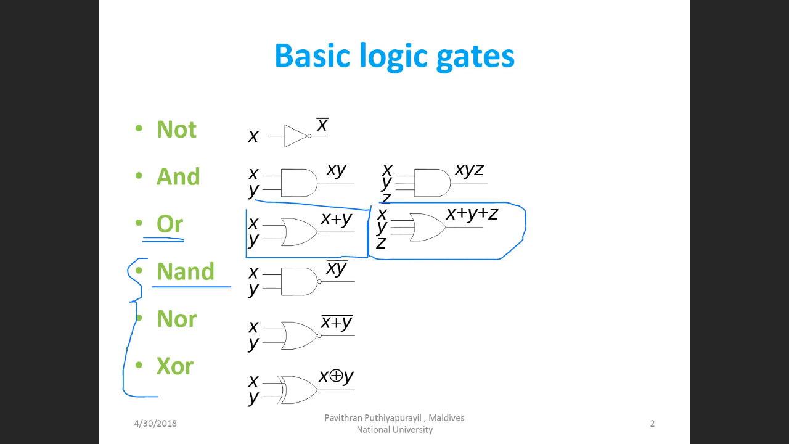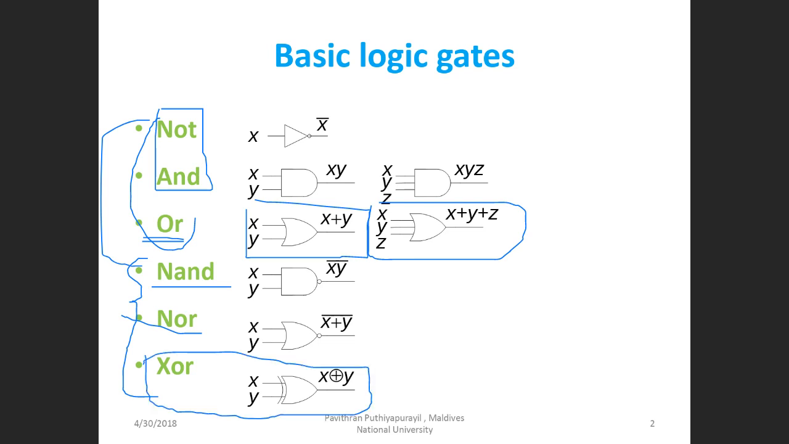And these three gates, NAND, NOR and XOR. NAND gate means AND followed by NOT, you will get NAND gate. OR followed by NOT, you will get NOR gate. And XOR, it is a different kind of gate, we will discuss later.